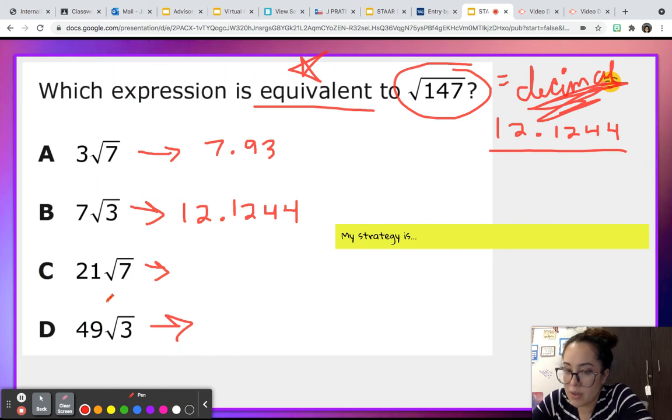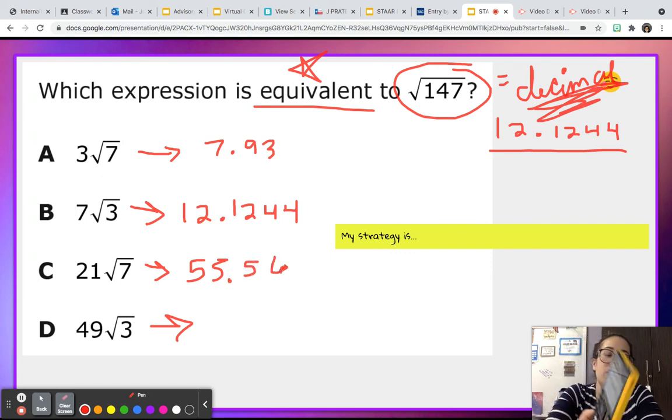Okay, I'm going to try this next one. I'm going to do 21 times the square root of 7. Nope, not it. I get 55.56. Not exact. I'm looking for the exact one.